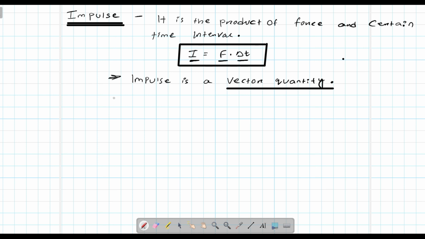SI unit of impulse. SI unit of impulse is Newton into second. That is the SI unit of impulse.